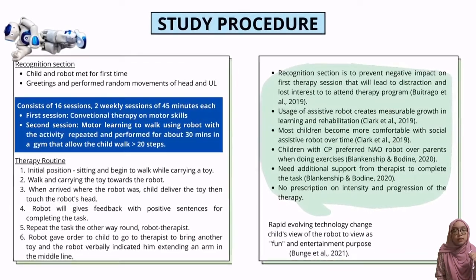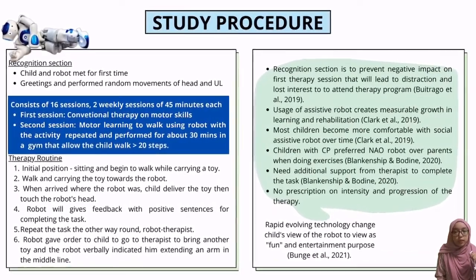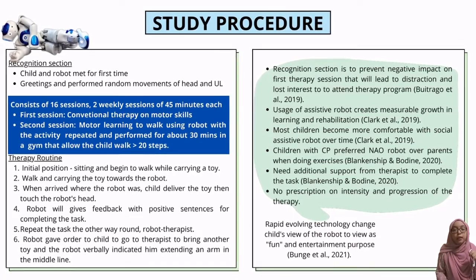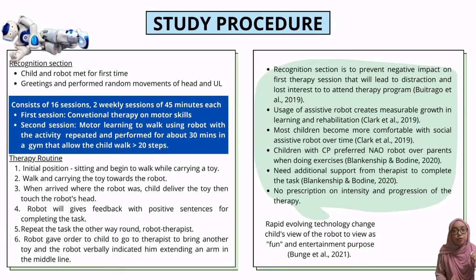For the social assistive robot, it starts with a recognition session, where the child and robot meet for the first time and perform greetings and random movements of the head and upper limb. This recognition session is important to prevent a negative impact on the first therapy session that would lead to distraction and loss of interest to attend therapy. This intervention consists of 16 sessions, 2 weekly sessions of 45 minutes each.